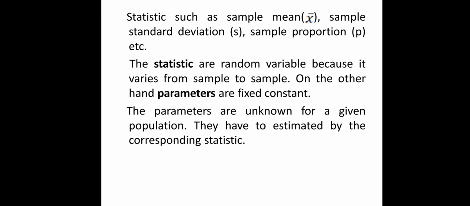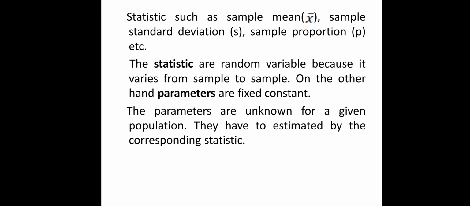Now in this slide it has been said that statistics such as sample mean, sample standard deviation, sample proportion, etc. are used. So population parameters are defined by Greek letters mu, sigma, sigma square. Similarly, the sample mean is defined by the x bar notation. These are some of the notations used for statistic. And in the next line it says that statistics are random variables because they vary from sample to sample. On the other hand, parameters are fixed constants.